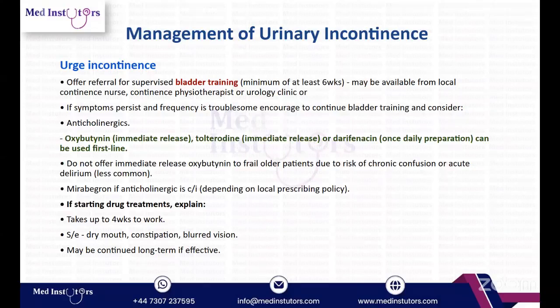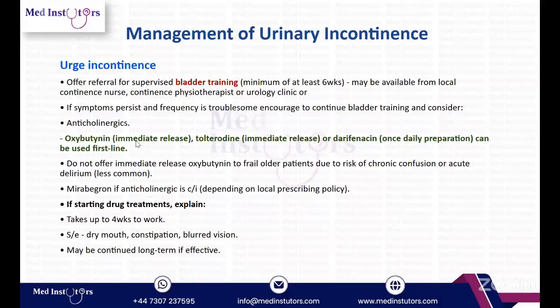Okay, so now how are you going to manage urge incontinence? Let's imagine you get a question on urge incontinence, and you are successfully able to diagnose the type of incontinence. They might directly ask you, what is the first line management for this patient? The first line management for urge incontinence is bladder training, because the problem is with the detrusor muscle. It is done for at least 6 weeks. If the symptoms persist and frequency is troublesome, then consider anticholinergic drugs like oxybutynin.